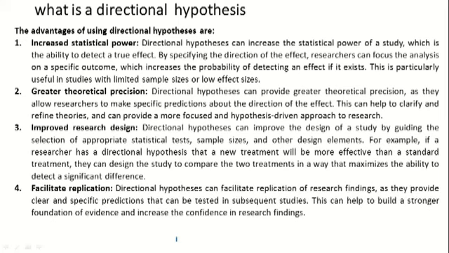And finally, number 4, it facilitates replication. Directional hypothesis can facilitate the replication of research findings as they provide clear and specific predictions that can be tested in subsequent studies. This can help to build a stronger foundation of evidence and increase the confidence in research findings.